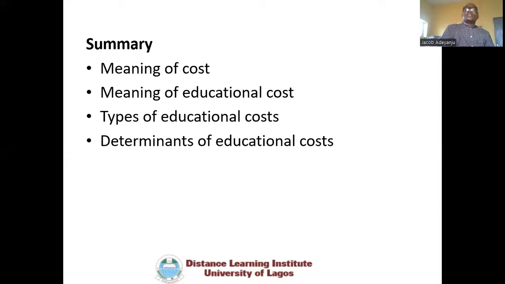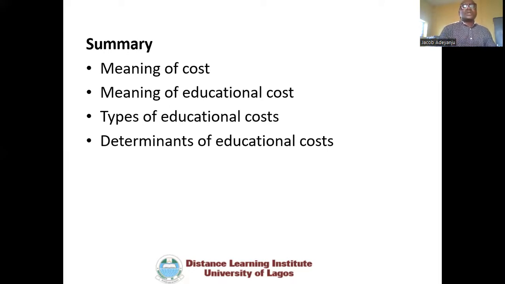So, ladies and gentlemen, what have you learned today in this class? You will recall we defined cost as what is given up in order to acquire an item. And we divided what is given up into two. We have the money aspect and we have the real cost, which is the opportunity cost. We also defined educational cost as the time and other resources that are given up plus the alternative forgone to acquire education. Then we also talked about the various types of educational costs.